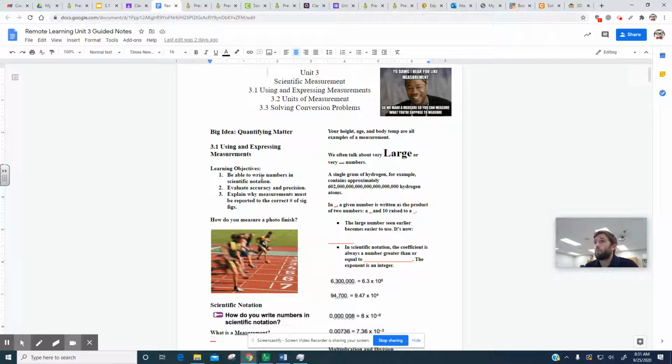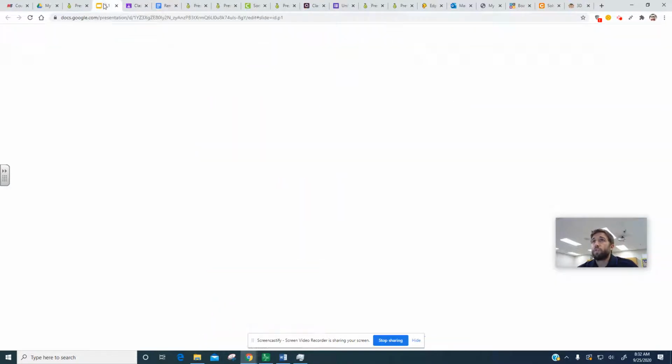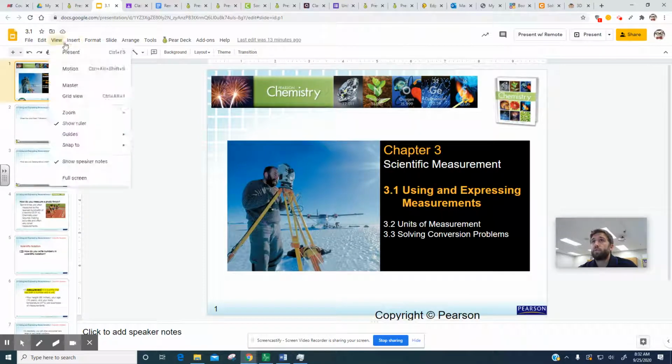The three things that we want to discuss today: first, to be able to write numbers in scientific notation, very important in chemistry. Secondly, evaluate accuracy and precision, tell what they are, and be able to distinguish them, because students oftentimes get them confused for good reason, but they are definitely different. And the third one is explain why measurements must be reported to the correct number of sig figs, or significant figures. We generally say sig figs because it's shorter and easier to say. So those three things are what we're covering today. Let's go back to this.